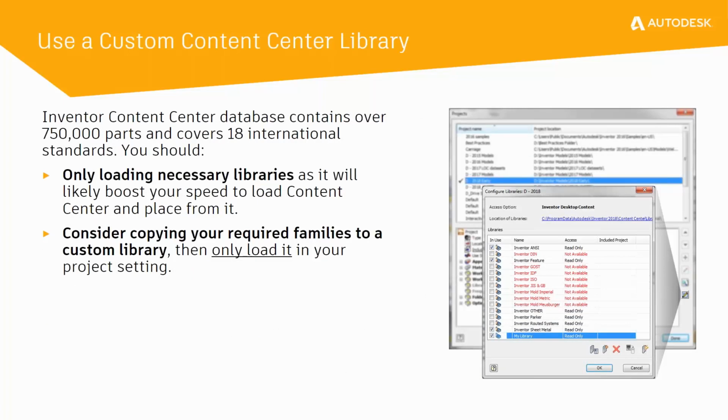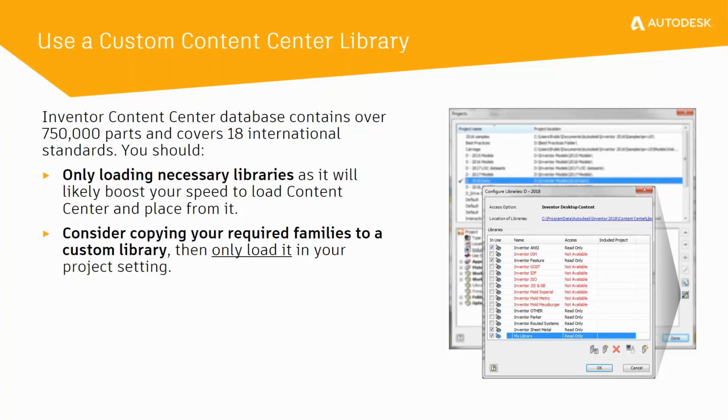And finally, a quick word on using custom Content Center or the Content Center library in general. Now, the Content Center is great because it's a database with over 750,000 parts of roughly 18 international standards. The challenge is that your first thought when you see this is to turn all of these different libraries on so that you've got access to them whenever you need them. The reality is that you're going to get a performance boost by only loading the necessary libraries that you're using.